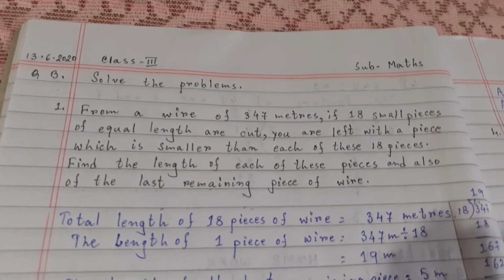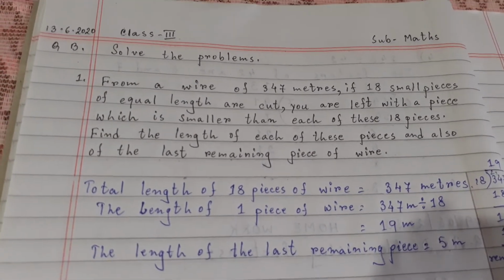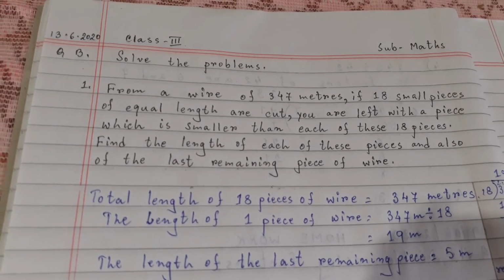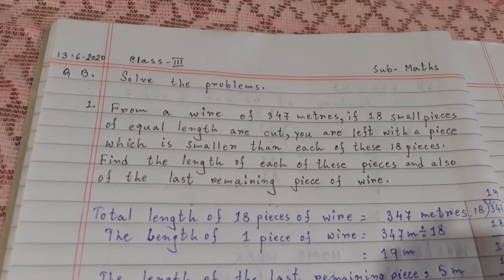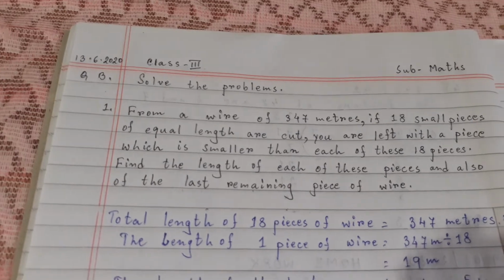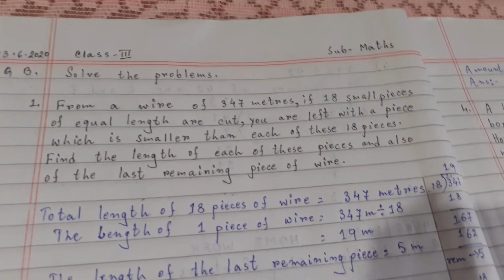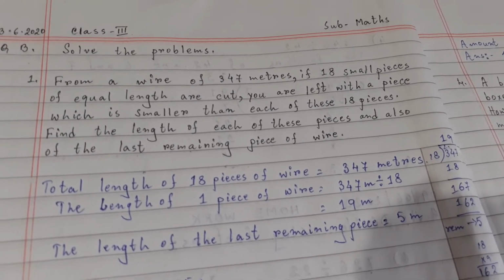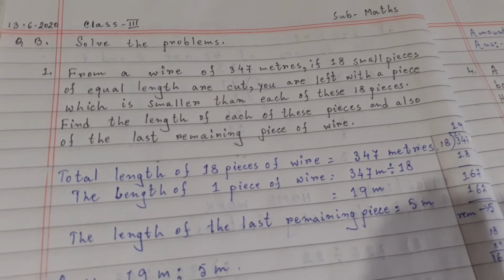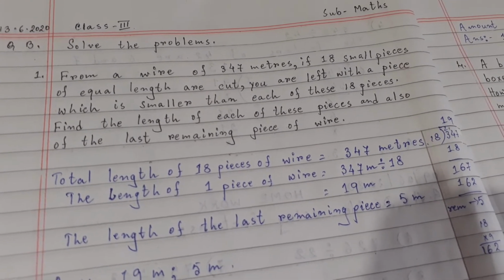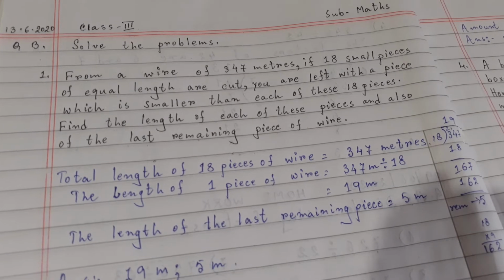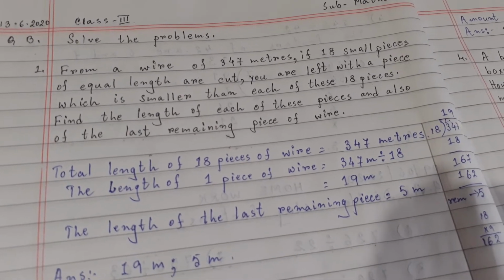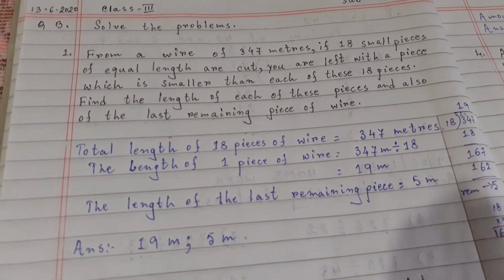From a wire of 347 meters, if 18 small pieces of equal length are cut, you are left with a piece which is smaller than each of these 18 pieces. Find the length of each of these pieces and also of the last remaining piece of wire.